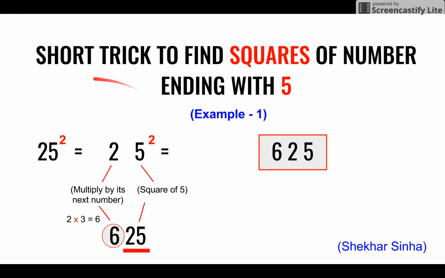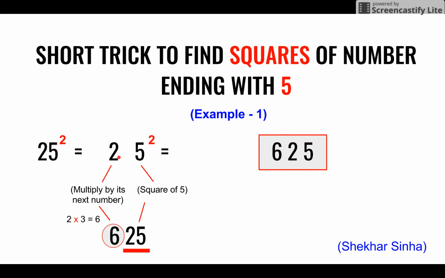Now we look at the short trick to find the square of a number ending with 5. This is very easy. In this format, you don't have to follow the previous steps. Suppose I have to find the square of 25. I'll write the square of 5 as it is. 5 square is 25. And then multiply the first digit with its next number, that is 3. So 2 into 3 is 6 and 5 square is 25. So this is my result. This is the square of 25.